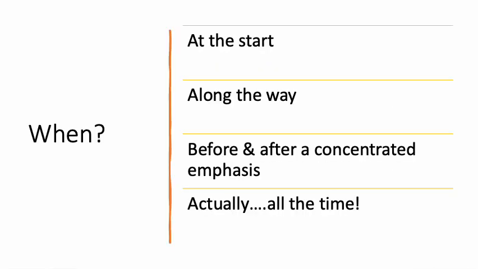So when are we assessing? We are assessing at the beginning of our program. We're assessing along the way. We're assessing before and after we have a really concentrated emphasis on something. Essentially, we're doing a constant level of assessment. We're not just picking week 5 and week 10, we're going to do all our assessments. We have to have this range of assessments at different points in time that we're assessing.